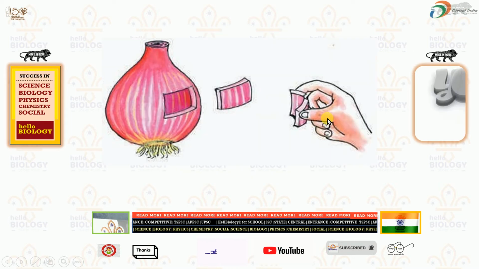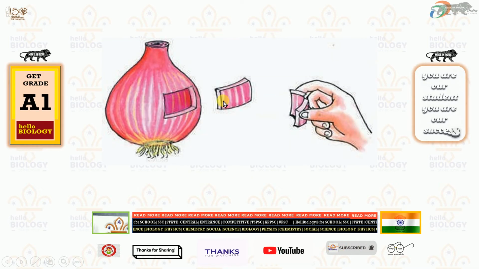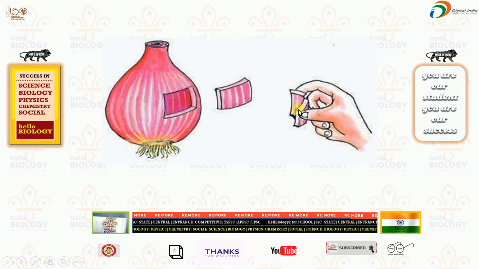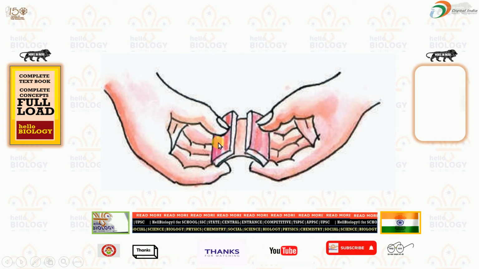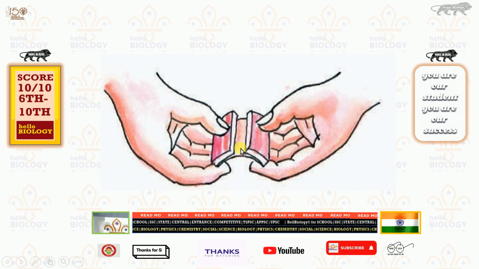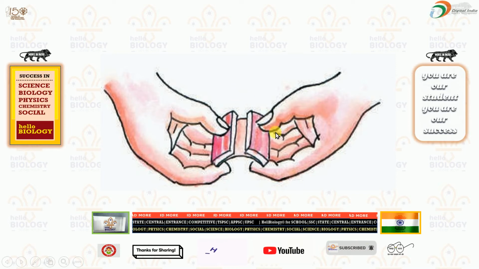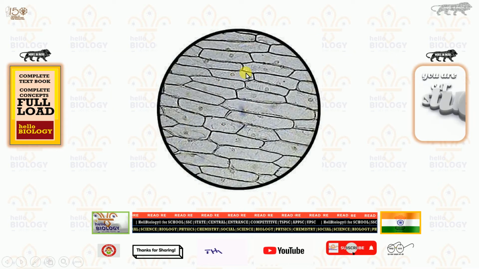And then next you need to see the onion peel activity. To see the cells in the onion, we need to cut off the peel, take a fraction of the peel, and with the help of our hands remove it, and then the peel will be there. If we go on focusing under the microscope, then we can see this kind of picture.